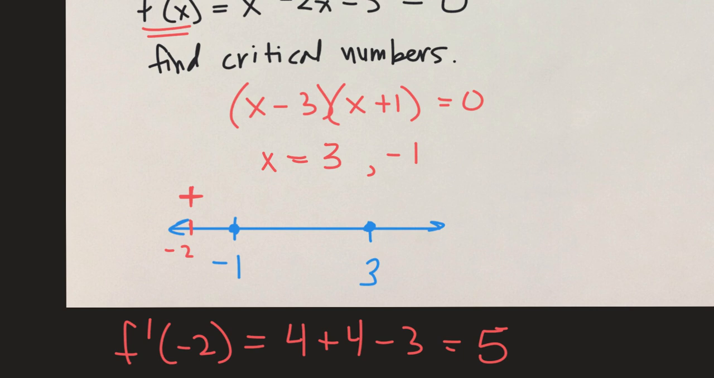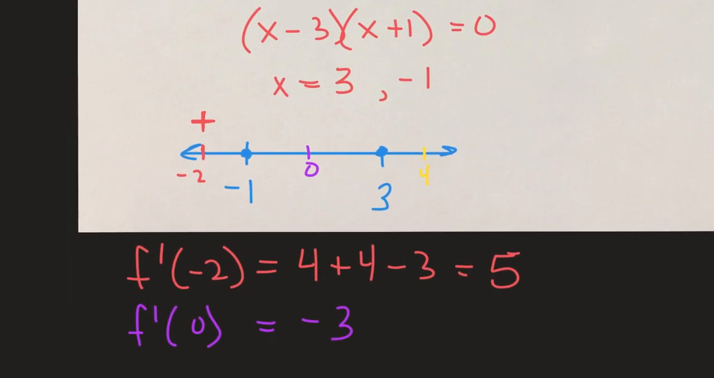And then I'm going to do the same thing for two other numbers. I'm going to use 0, because that's in my interval from negative 1 to 3. I'm going to find the derivative value at 0, which is just going to be negative 3. And then I'm going to do the same thing for 4 or 5 or anything to the right of 3.